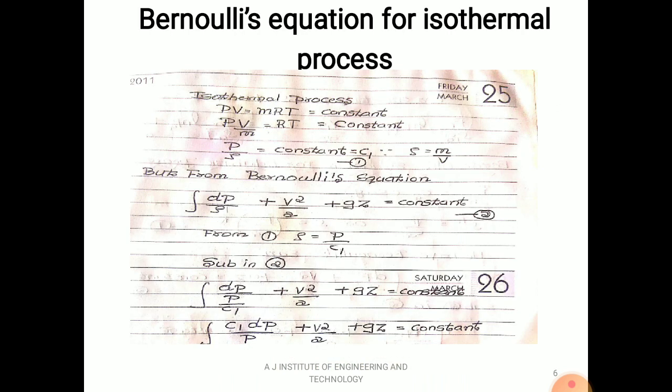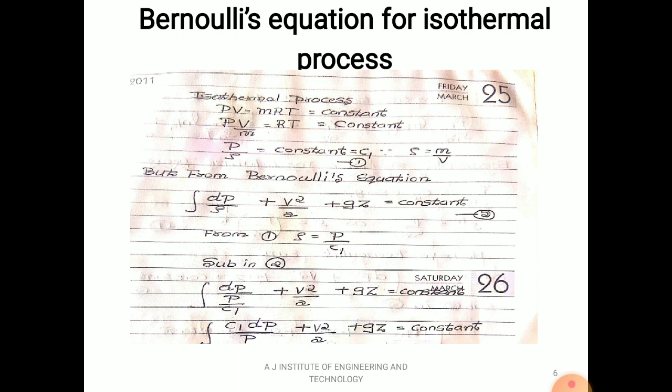Now we can apply Bernoulli's equation for two important processes, that is the isothermal process and the adiabatic process. We all know about the isothermal process, where temperature remains constant. The characteristic equation for the isothermal process is given by PV equal to mRT, that is equal to constant, or you can simply write PV equal to constant. We can rearrange the expression PV equal to mRT as P into V by m equal to RT equal to constant, but m by V equal to rho. So here we have V by m, that is the reciprocal of density. So we get P by rho equal to constant, say that constant equal to some C1.